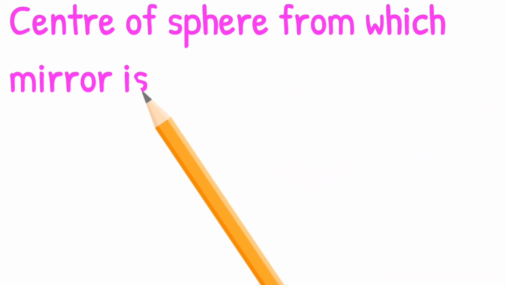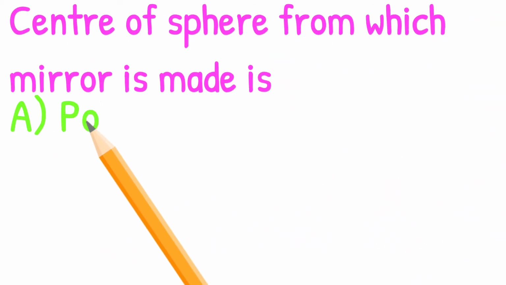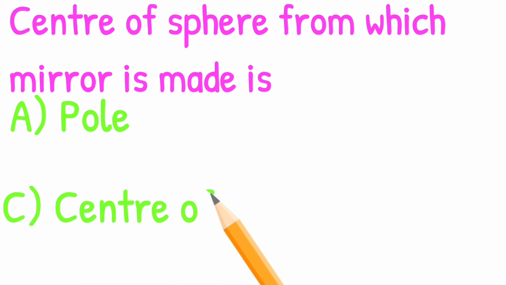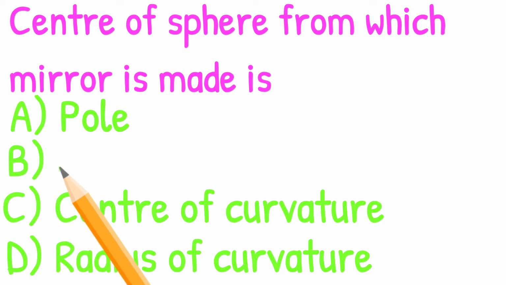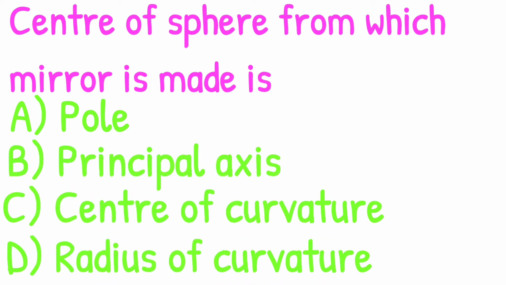So now center of sphere from which mirror is made. So it is the center of curvature again. So it is the center. The answer is here C. Center of sphere from which mirror is made.